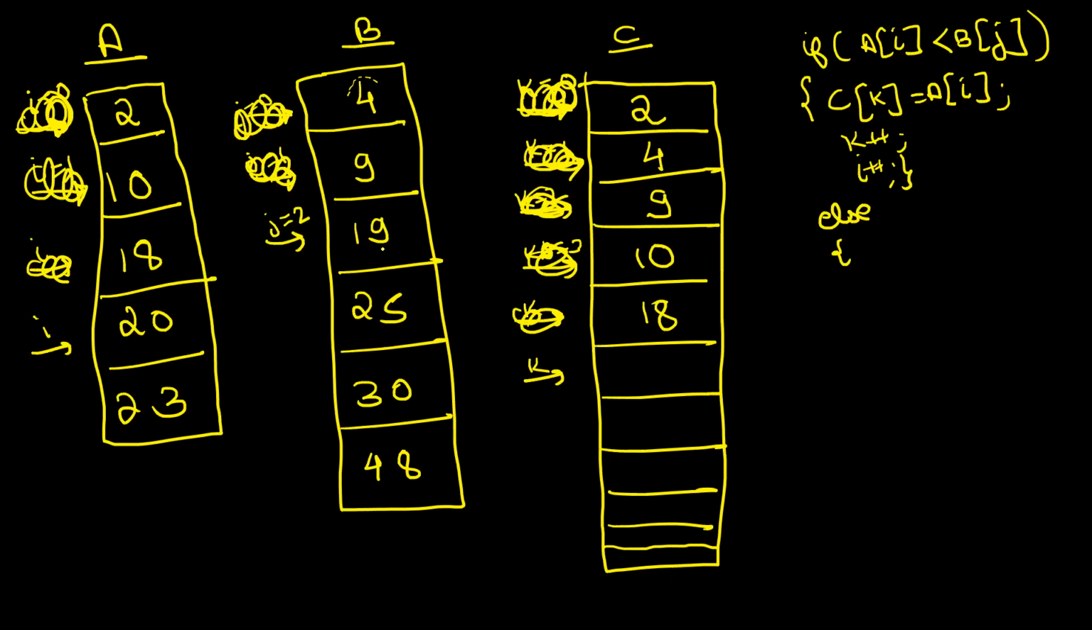This time B of J is lesser. So what I will do? I write 19 here. I move K forward and I move J forward. I have taken 19. Now let us see what is the next element that array B has to offer.